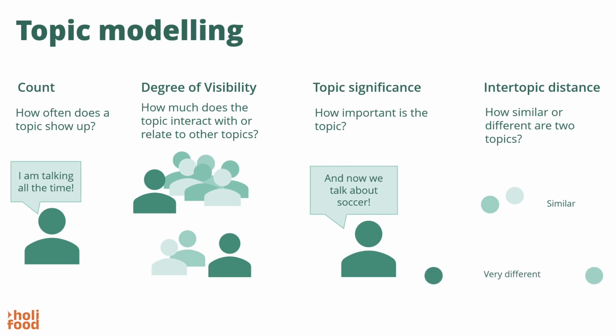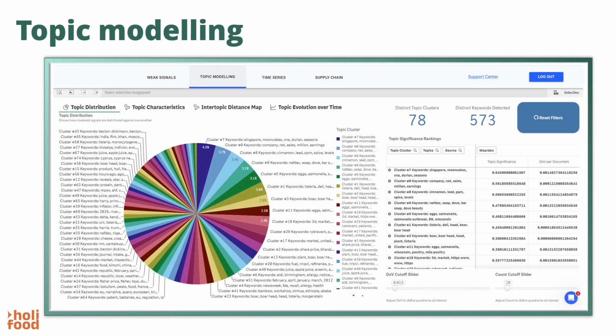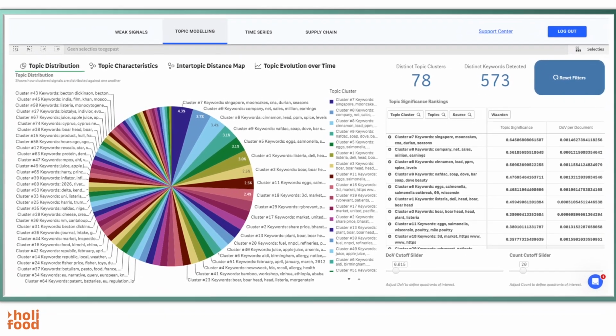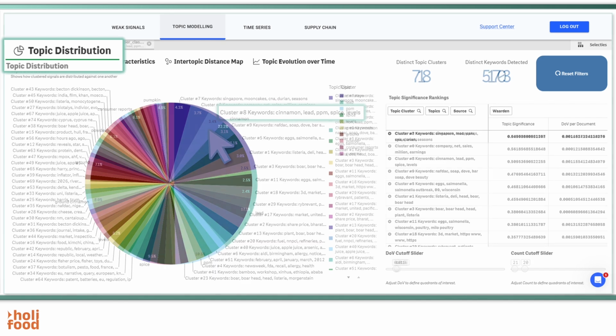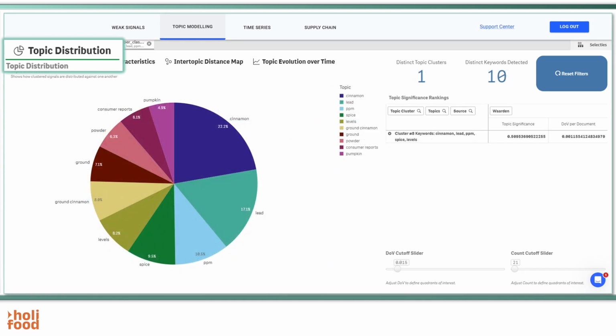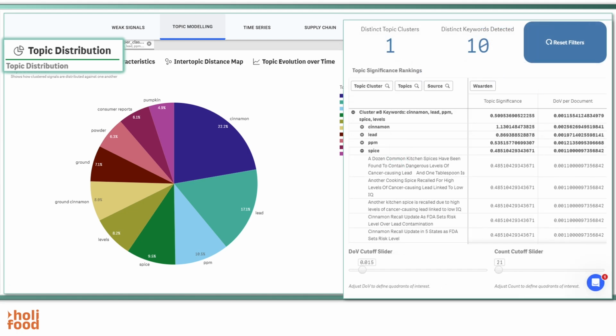Alright, let's get started. First, we'll look at topic distribution. We will take a closer look at topic number 8. Here, we see cinnamon and lead, which could be a potential risk signal. By clicking on the topic, we have activated cross-tab synchronization. All tabs will focus on this specific cluster. Here, we can explore constituent keywords, such as lead or spice, under the Topics button.